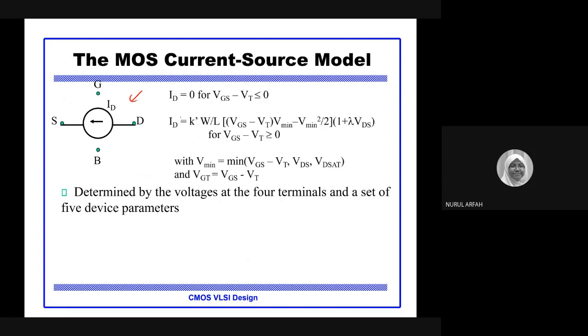Okay, alright. If you look at the first condition, it is actually not the saturation region, when the drain current is equal to 0. So what type of region is this?